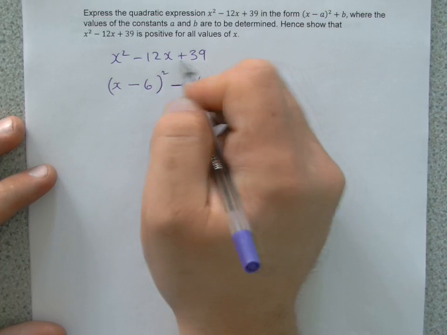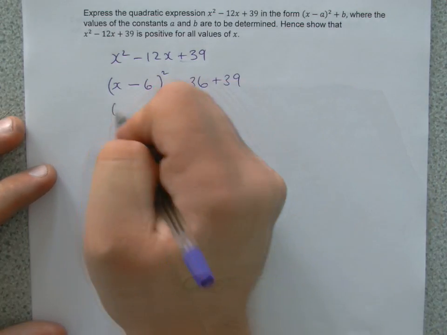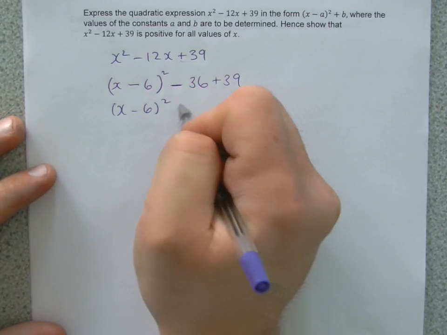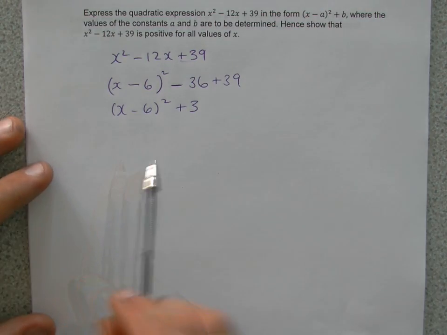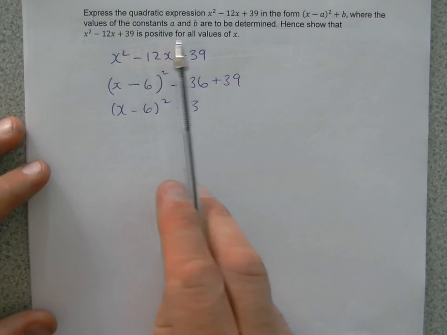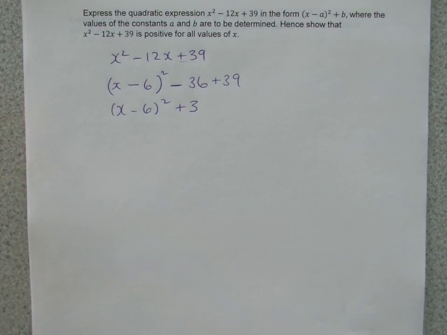And then of course don't forget to add that 39 on. So this becomes (x minus 6) all squared, and minus 36 plus 39 is plus 3. Simplified that, so you've completed the square. It says then, hence show that this quadratic is positive for all values of x. So we're going to take this now and show that it's positive.